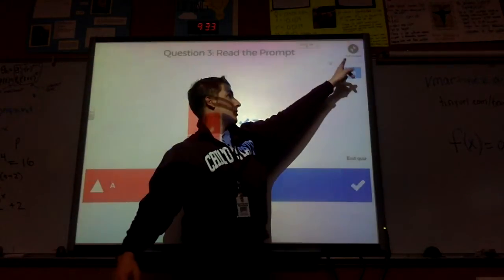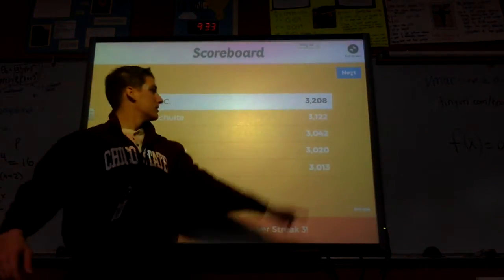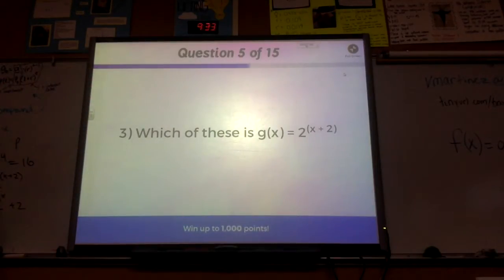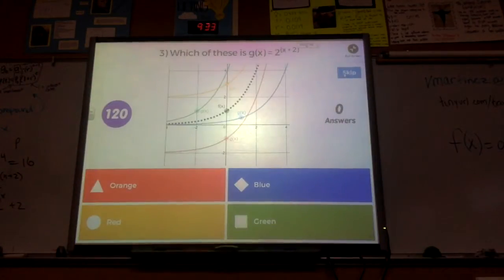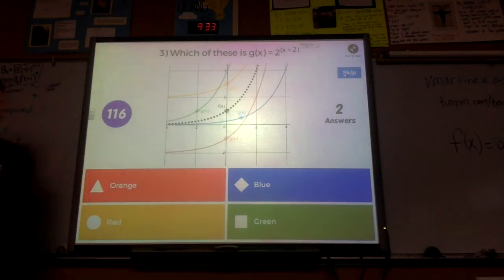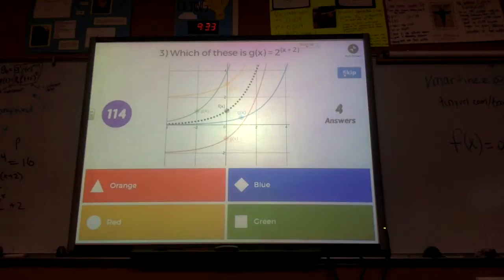So here's the next problem. It's going to be a graph. Which of these is g of x equals 2 raised to the power of x plus 2? So this dotted graph is f of x. The other ones are moved horizontally and vertically. Which one are you looking for?